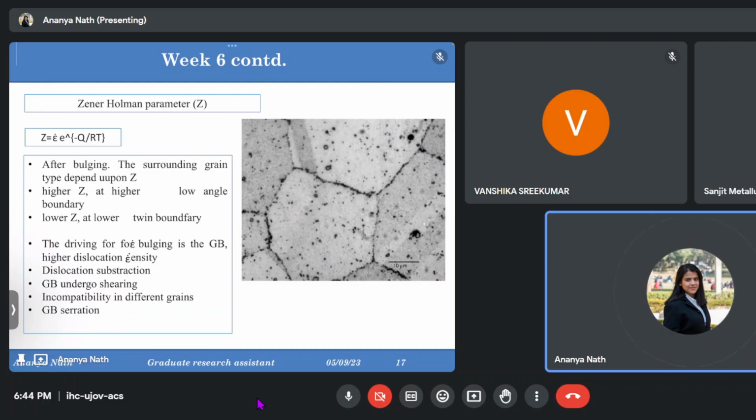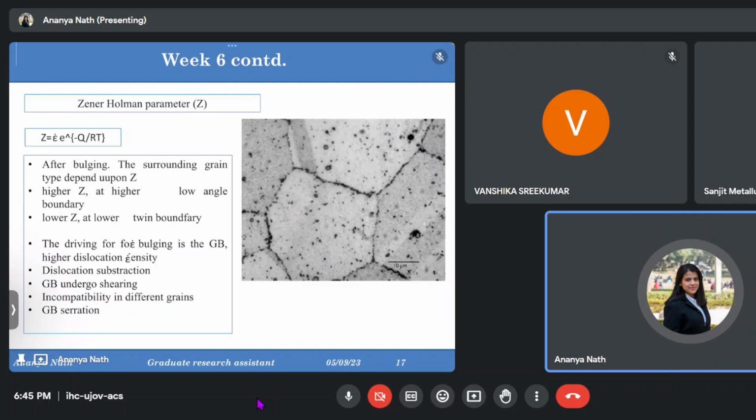There is one important parameter, the Zener-Hollomon parameter Z, which again looks like the Arrhenius equation. So Z is equal to strain rate times e to the power minus Q by RT. Q is the activation energy, R is the gas constant and T is the absolute temperature. So this Zener-Hollomon parameter tells us about the type of DDRX which is happening. Type of DDRX means what will be the result after this DDRX.